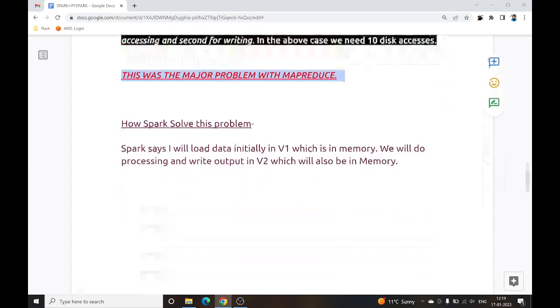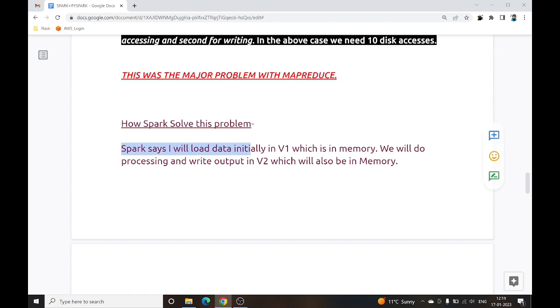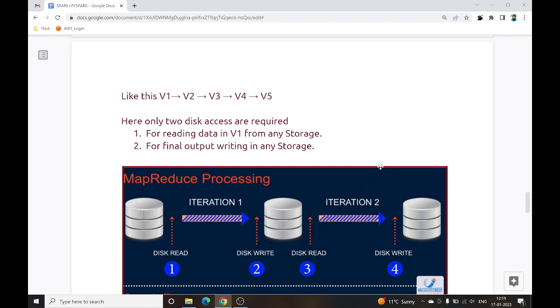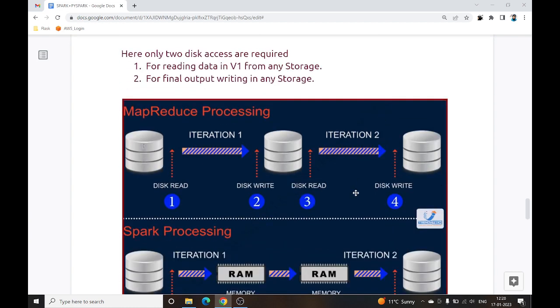How did Spark solve this problem? Spark says, I will load the data initially in B1. It can be anything; instead of MR1 we are saying B1 here, which is in memory. We will do processing and write the data in B2, which will also be in memory. So let's understand how Spark is different from MapReduce.